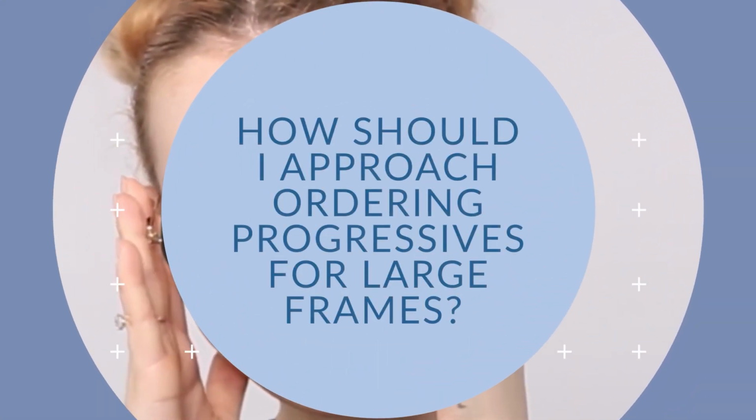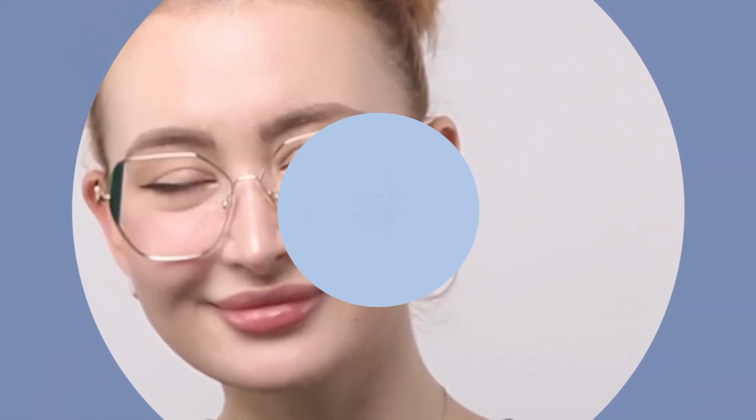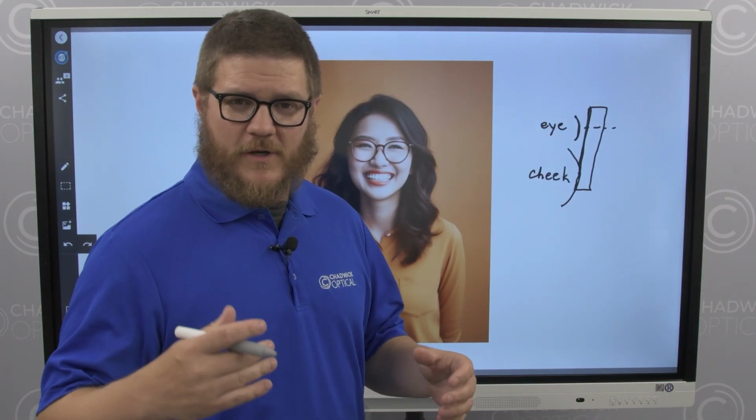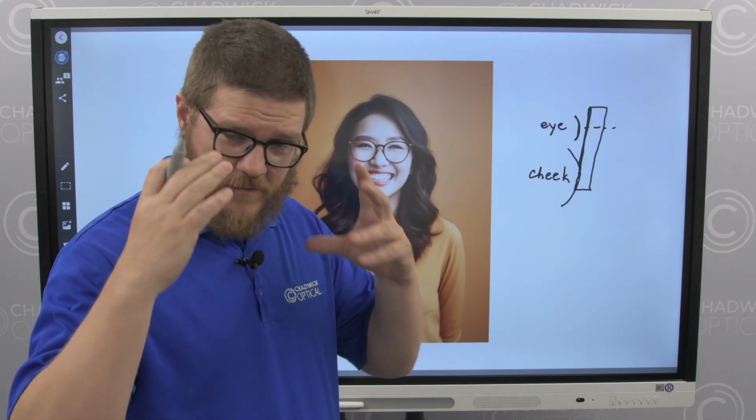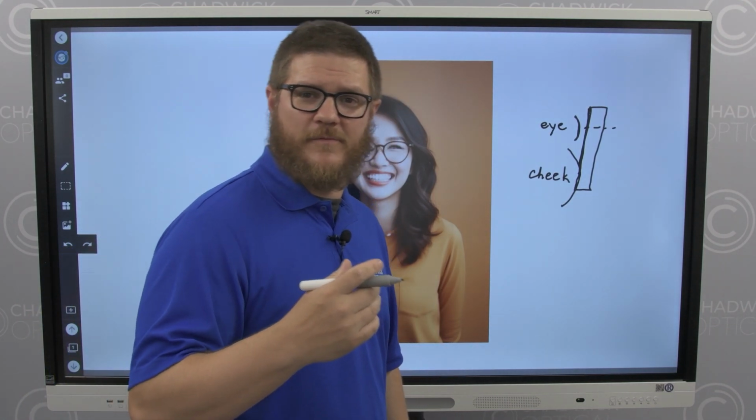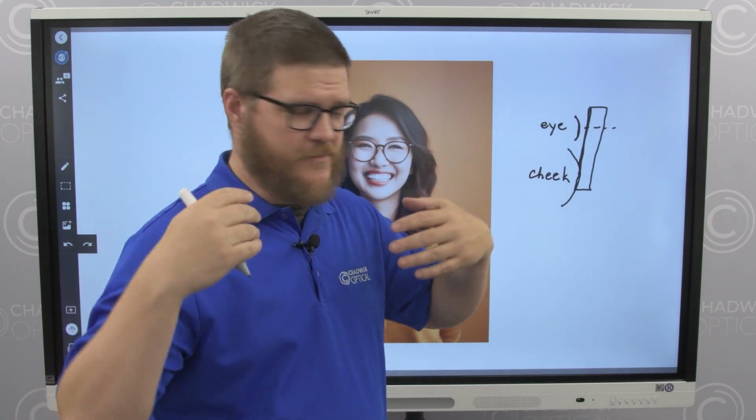How should I approach ordering progressives for large frames? Another thing regarding design, corridor length, and fitting height is considering very, very large frames and how the patient's eyes will interact with that frame.